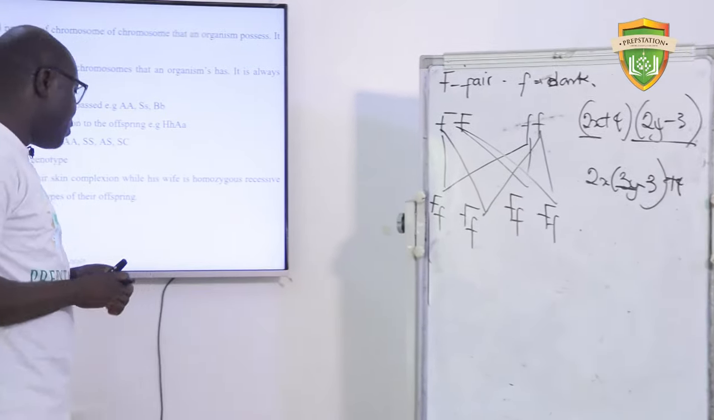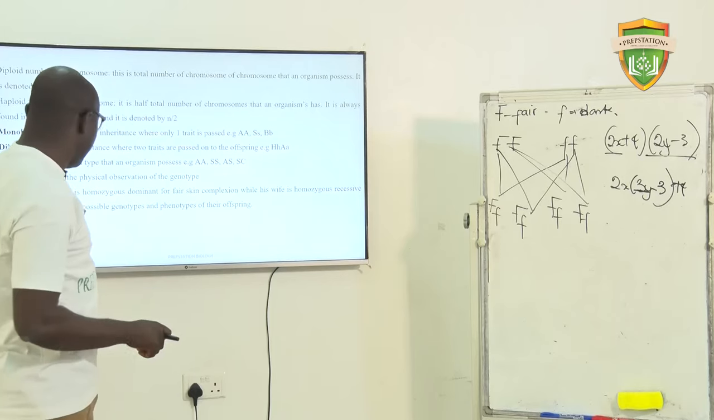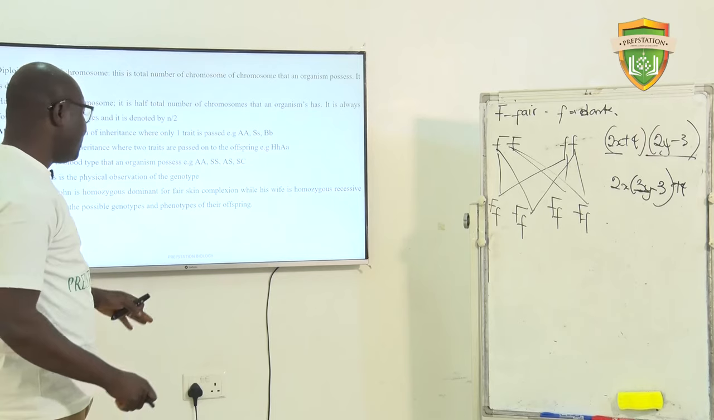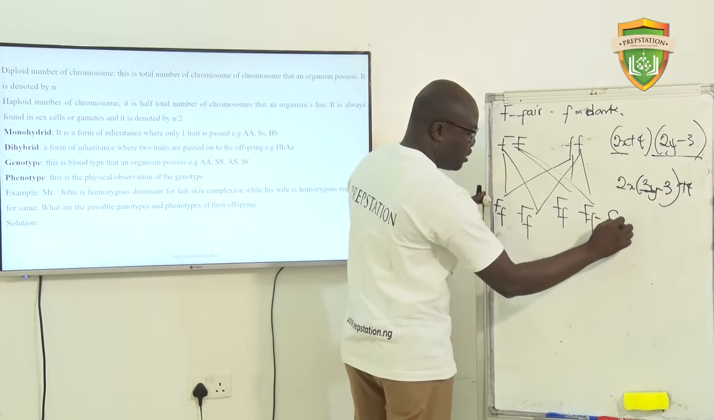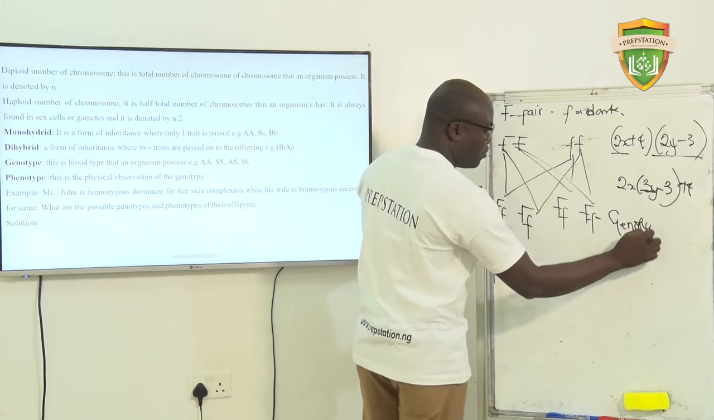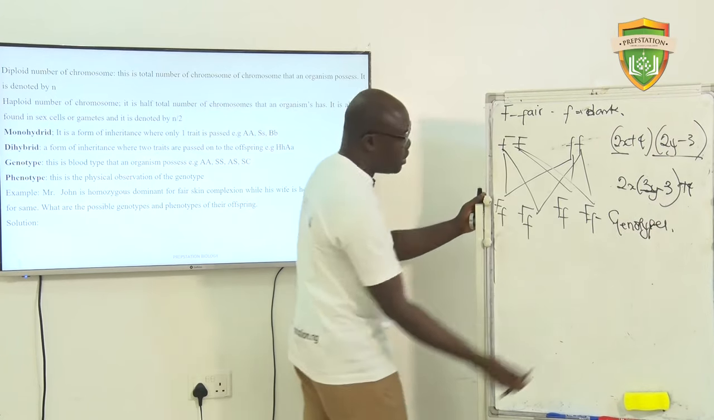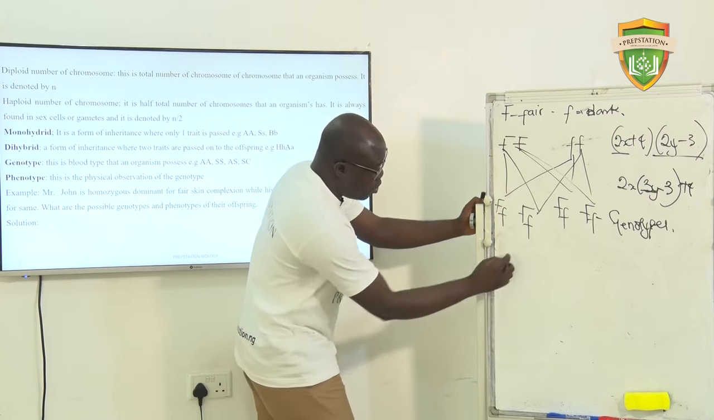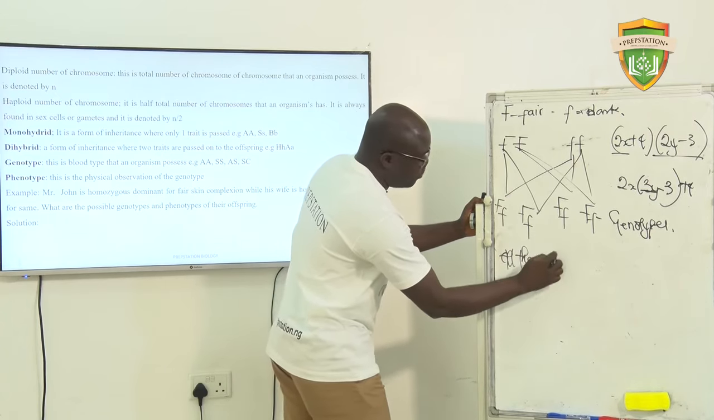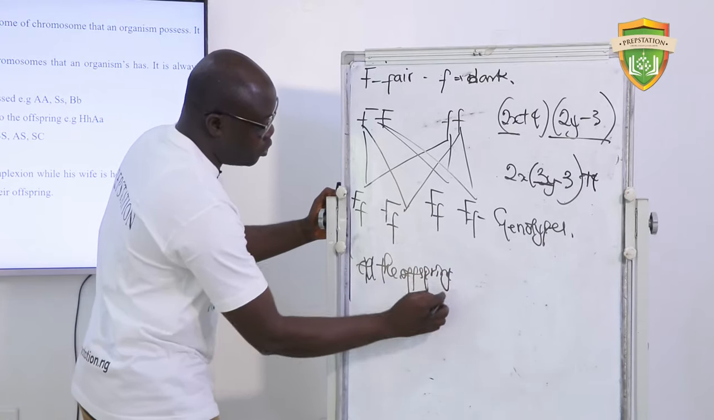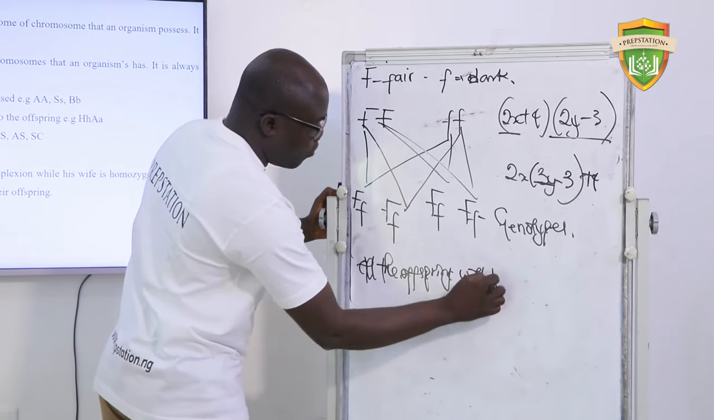So now, the question says that we should give the possible genotypes and phenotypes of their offspring. Now, what you have done here is that you have gotten their genotypes, right? So let's look at it. What will now be the phenotypes? All the offspring will be what? All the offspring from the union of Mr. and Mrs. John will be what?